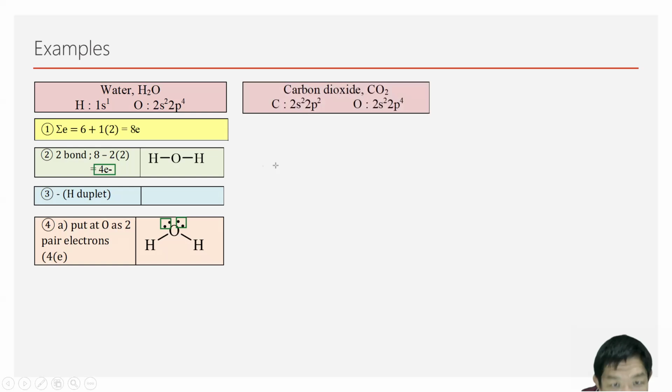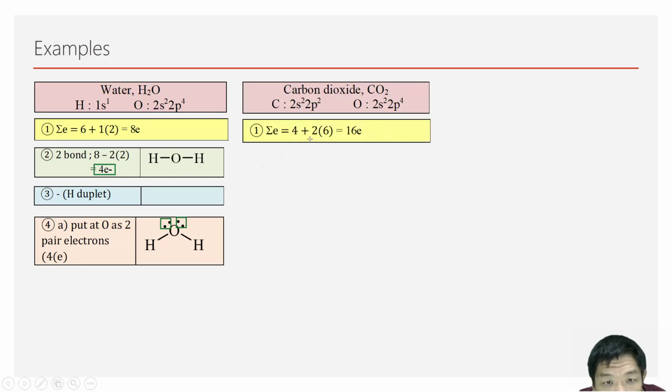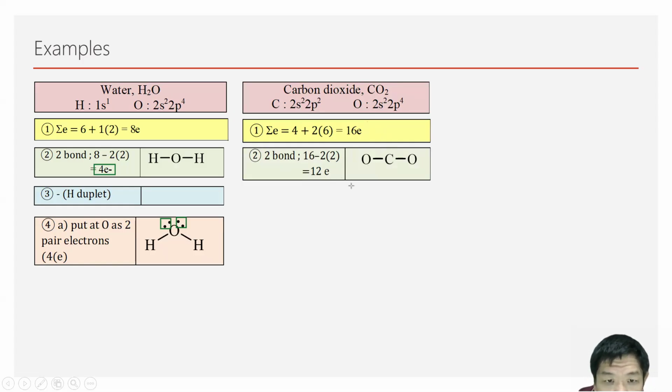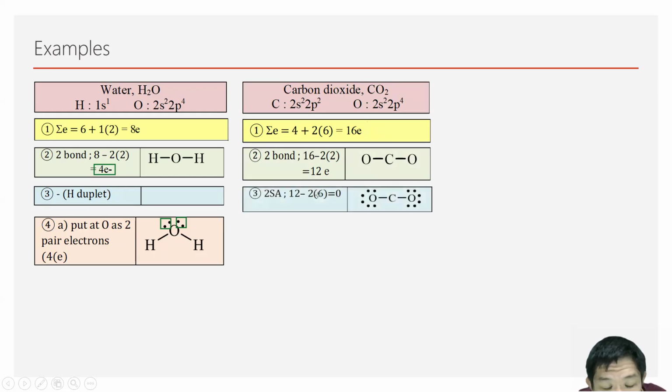Now for carbon dioxide: carbon is 2s2 2p2, and oxygen is 2s2 2p4. So the total valence electrons is 4 plus 2 times 6, which equals 16 electrons. In the second step, you put 2 bonds between C and O first. Since you have 2 covalent bonds, you subtract 4 electrons, therefore 12 electrons remain. Then step 3, place 6 electrons on each surrounding atom. Since you have 2 surrounding atoms, 12 minus 2 times 6 leaves no more electrons.